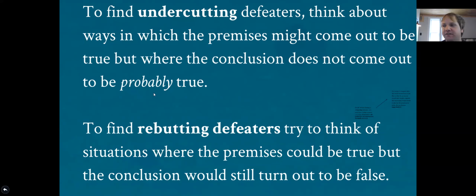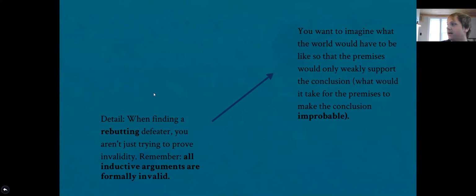To find rebutting defeaters, we need to think about situations where the premises could turn out to be true, but where the conclusion would still turn out to be false. This isn't the same as testing arguments for validity. What we're trying to show is that it's not the case that the conclusion is probably true, because there's some reason to believe that the conclusion is false in the first place. This is just elaborating on that last point. You can take a look at this on your own time in the Prezi slides.